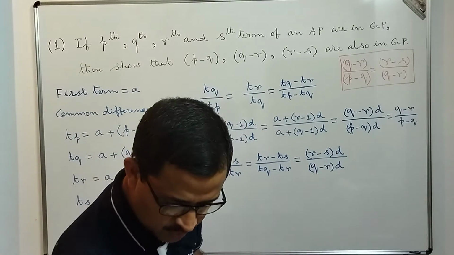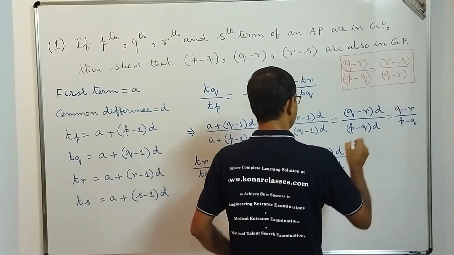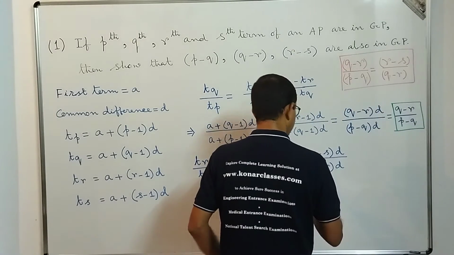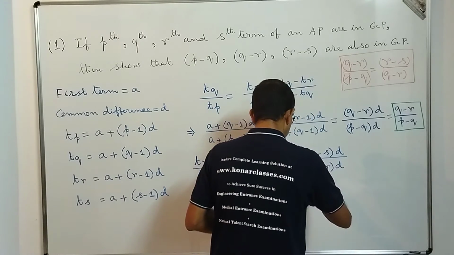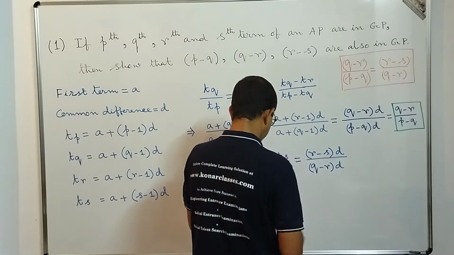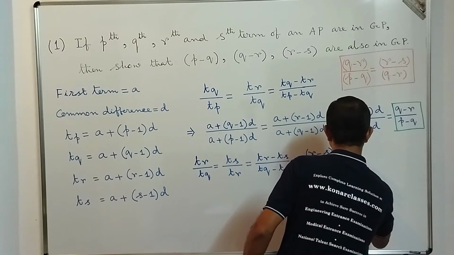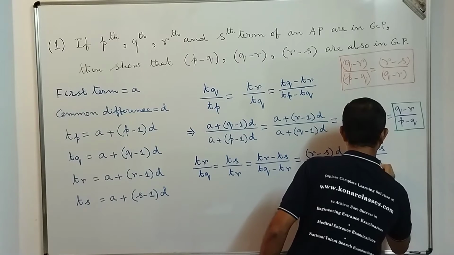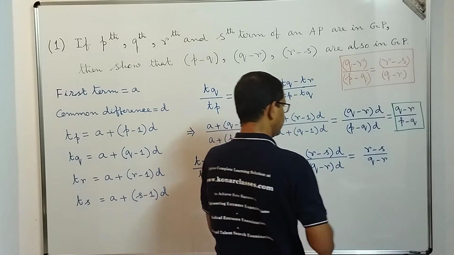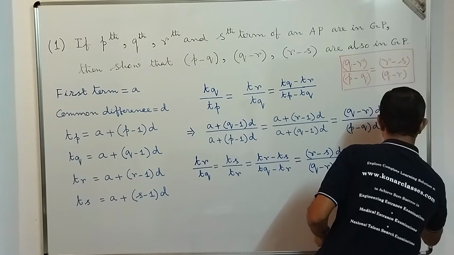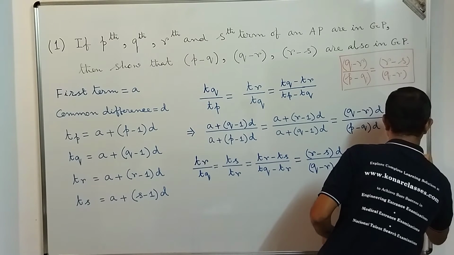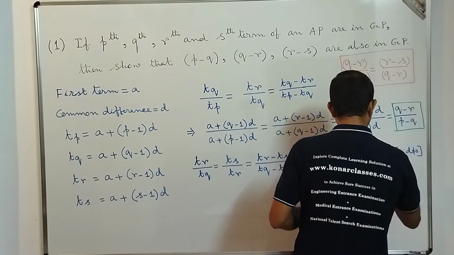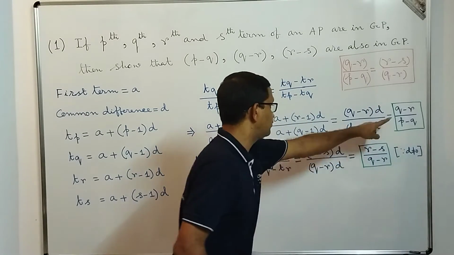Now dear students, if we look at this value and this value, we can also simplify a little bit here. We can cancel that d, because d is not equal to 0, so we can write r minus s divided by q minus r, since d is not equal to 0. So what we get here, dear students, is r minus s divided by q minus r.